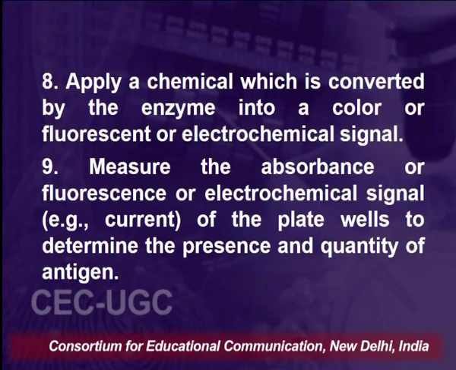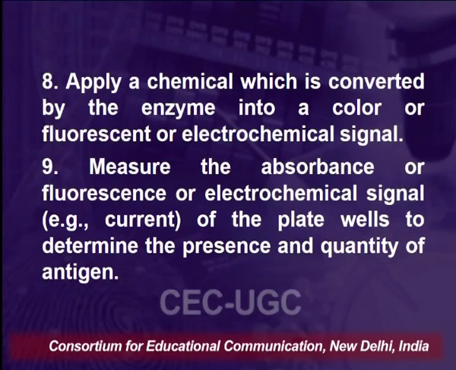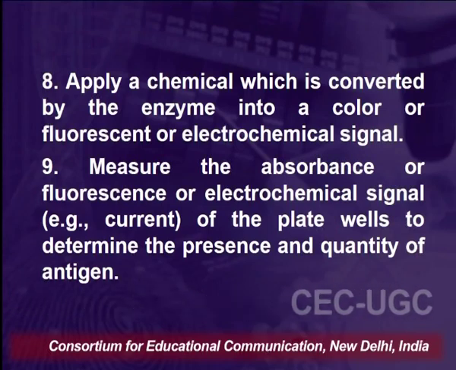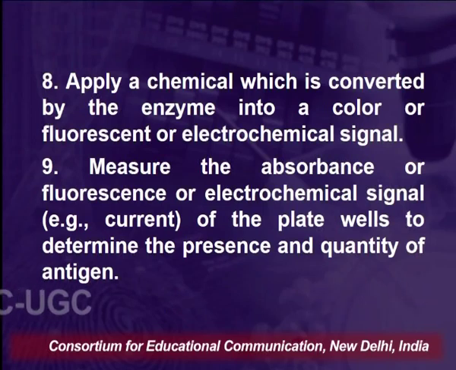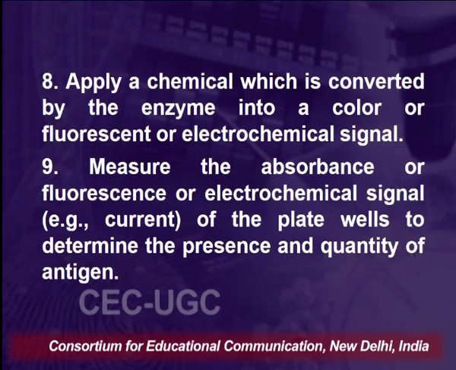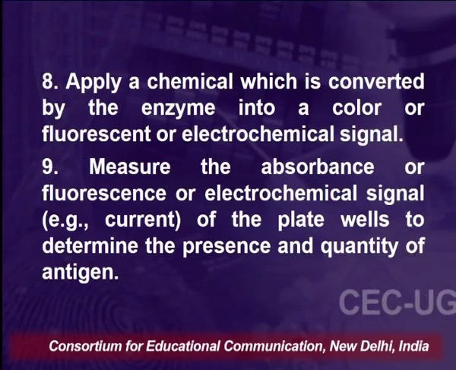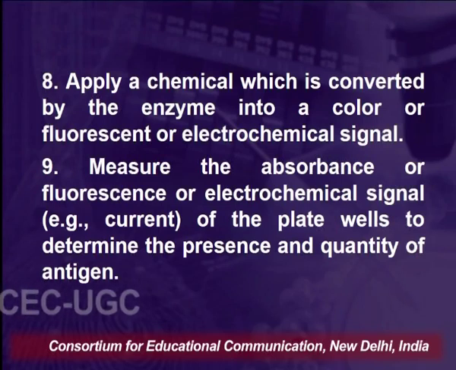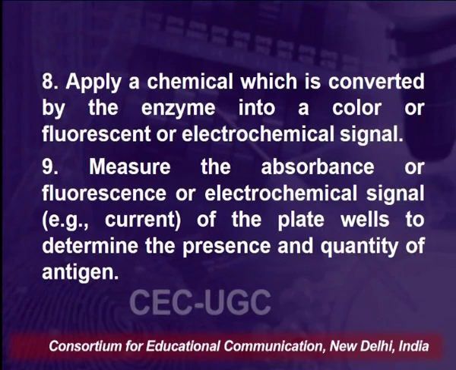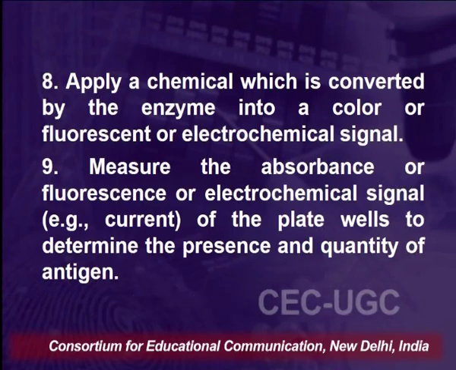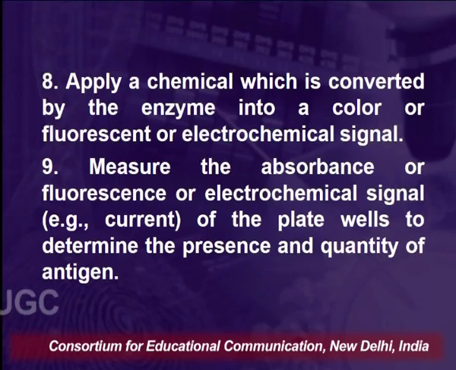Then a chemical is applied which is converted by the enzyme into a color or a fluorescent or electrochemical signal. As we say, the reaction could be chromogenic, fluorogenic or electrochemical in nature, and then we measure using the detector which could be a spectrophotometer, fluorimeter, colorimeter, etc. We measure the absorbance or fluorescence or electrochemical signal of the plate to determine the presence and the quantity of antigens which are present in that.